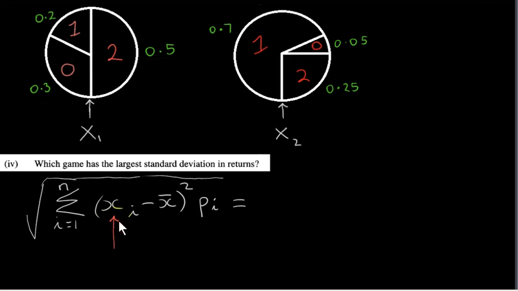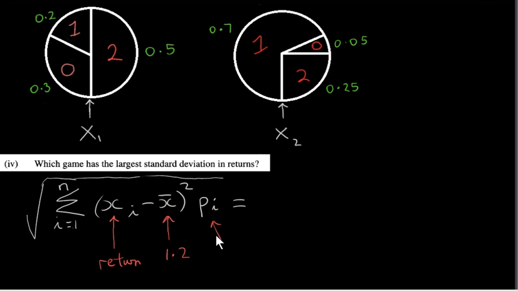Now, little xi stands for a return. i runs from 1 up to n, where n is 3 in this case. So the values of xi in this problem would be 0, 1, and 2. So x1 would be one value. We could call it the first value. x1 might be, say, 0, x2 might be 1, x3 might be 2. X bar is the mean return, which we know is 1.2 euros.